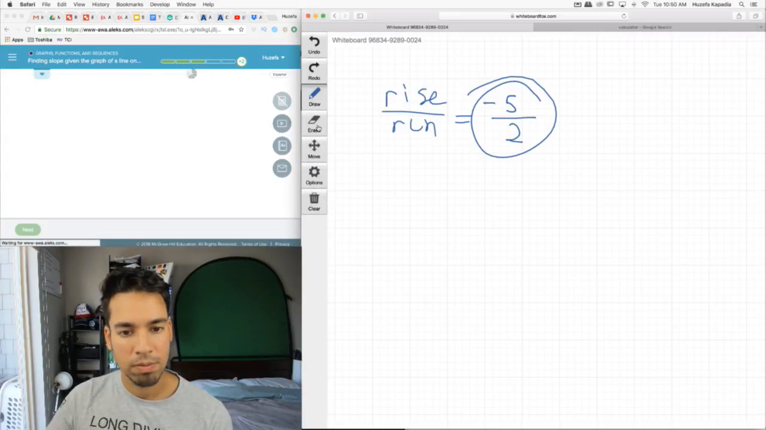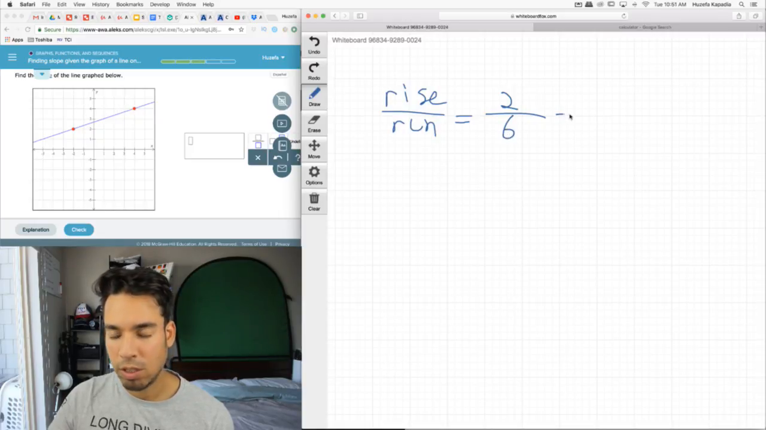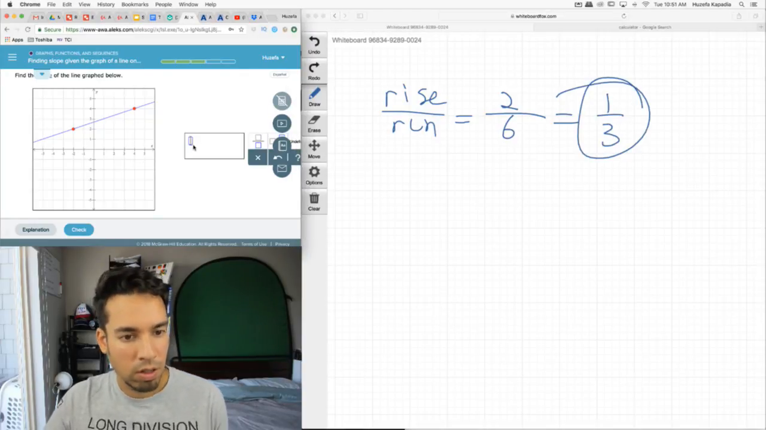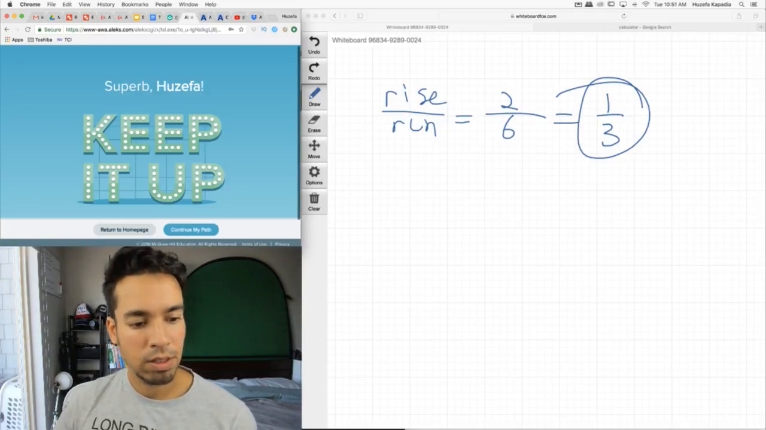Okay, next. Okay, and now we go from here to here. We go up 2, right? Rise of +2. And then we go to the right 1, 2, 3, 4, 5, 6. Run of +6. But we can reduce that to 1 over 3. So slope of 1/3. All right, very nice.